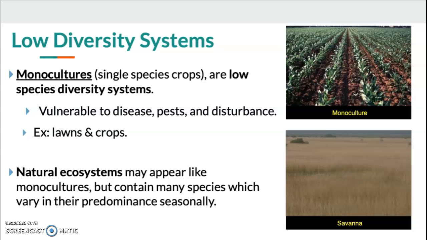Low diversity systems would be monocultures. An example would be an agricultural field. So typically you've got a single crop that's grown. Mono means one. So if you have a single crop, they're very vulnerable to disease, pests, and other disturbances, because if a pest comes in, it's pretty easily able to spread from plant to plant. They don't have any barriers in their way. Natural ecosystems like the savanna here may appear to be monocultures, but they actually are quite diverse, and seasonally you would have different species which would be dominating.